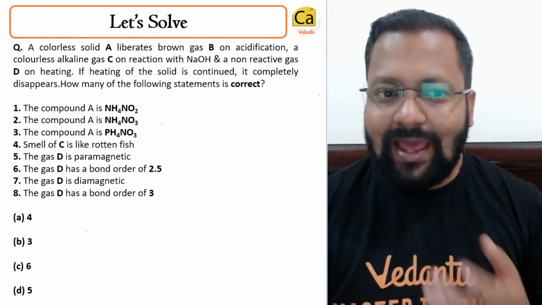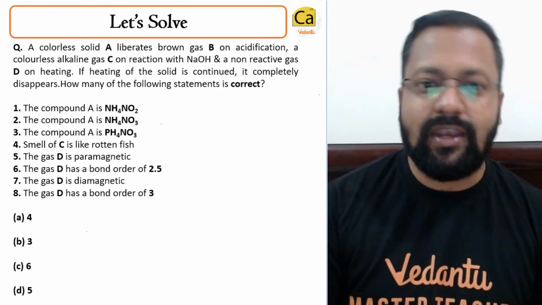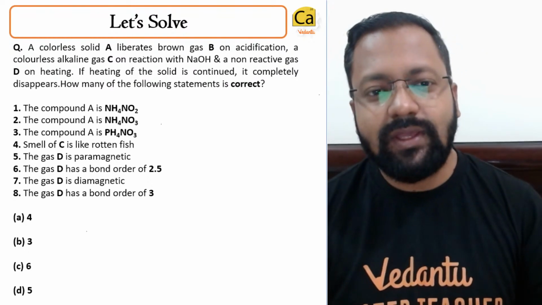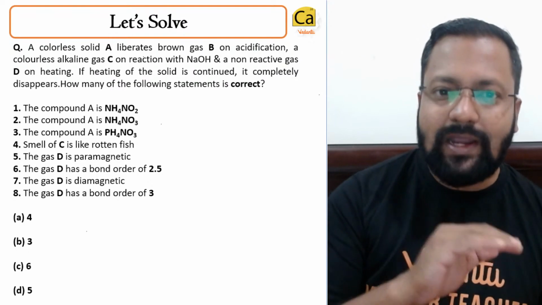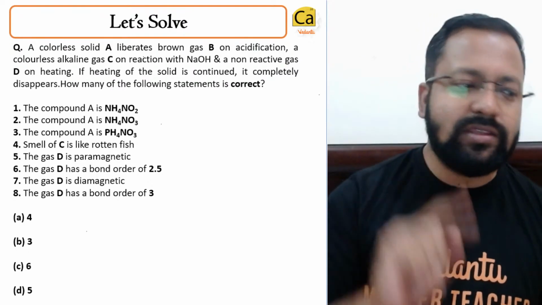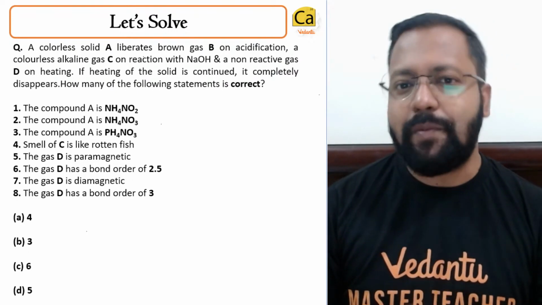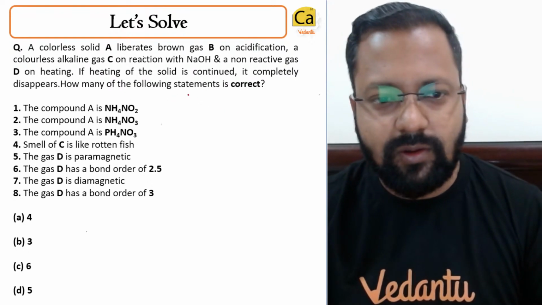A colorless alkaline gas on reaction with NaOH, and a non-reactive gas D on heating. If heating the solid is continued, it completely disappears. How many statements are correct? कितने सारे statements correct हैं ये बताना है. So let me summarize what is the question.